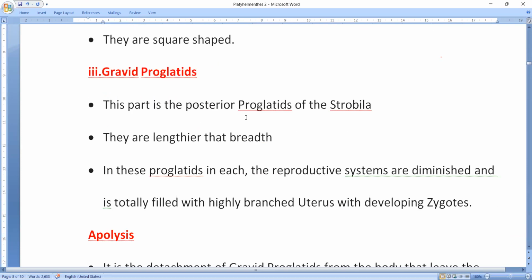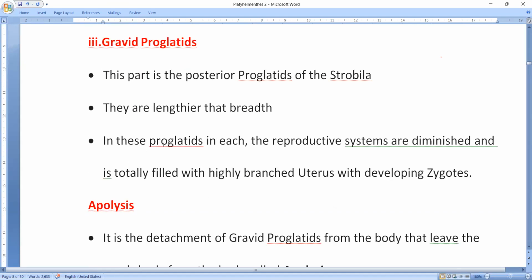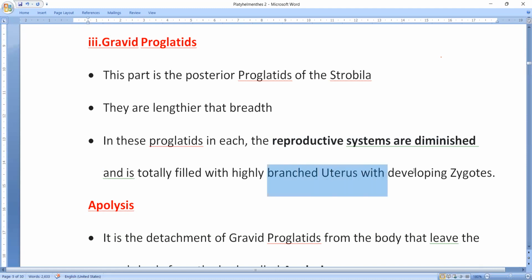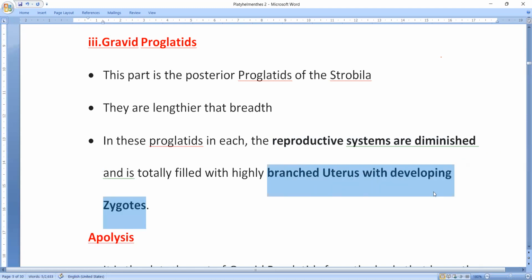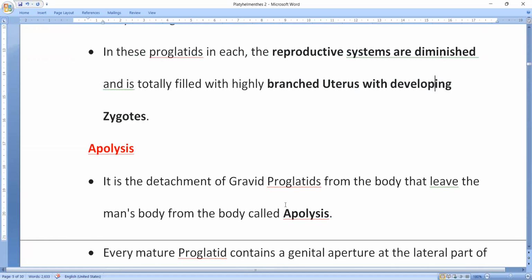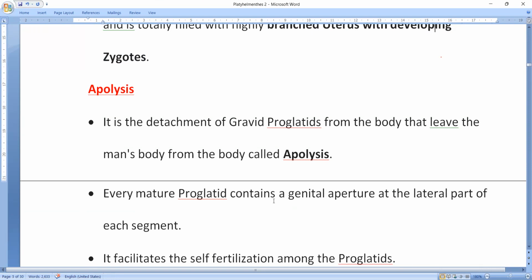Gravid proglottids are the terminal part of the strobila. These are lengthier than the breadth. In these proglottids, the reproductive systems are diminished and totally filled with the branched uterus with developing zygotes. Here there are no reproductive systems, only a highly branched uterus filled with developing zygotes. So, apolysis.